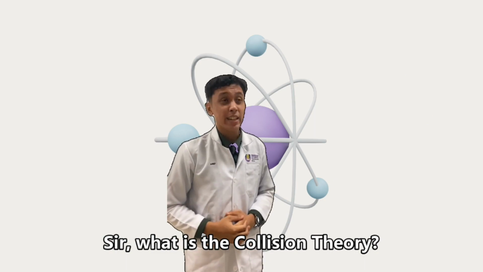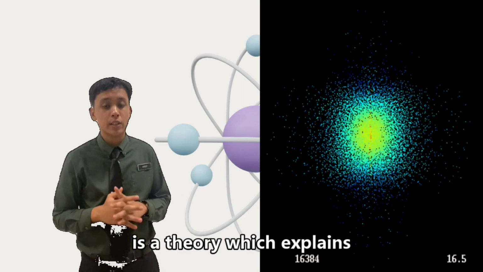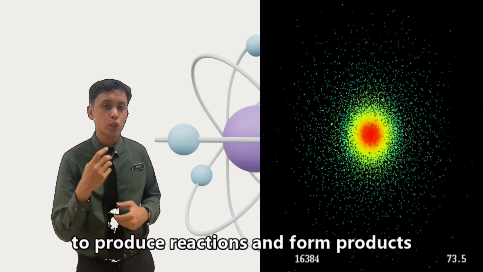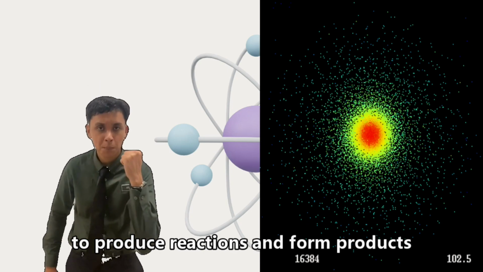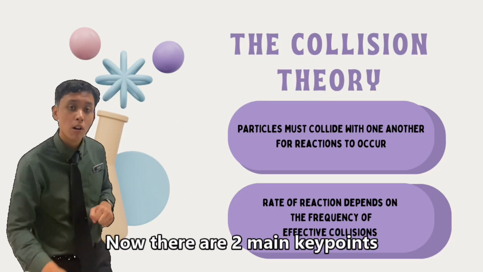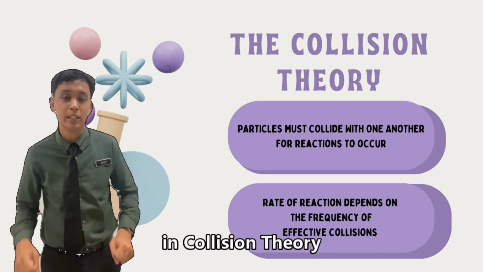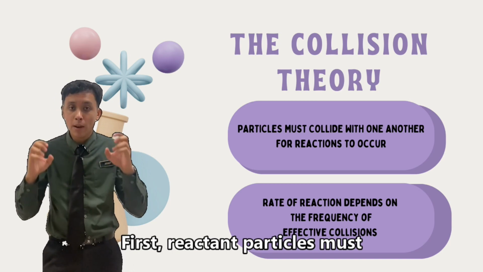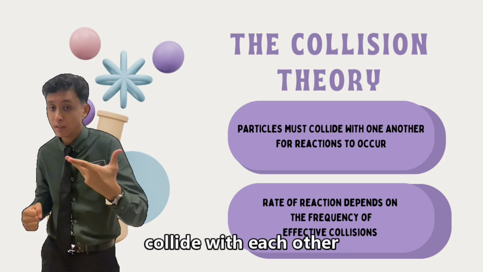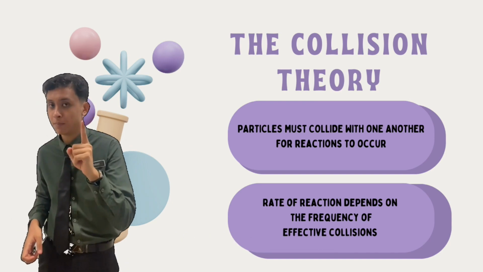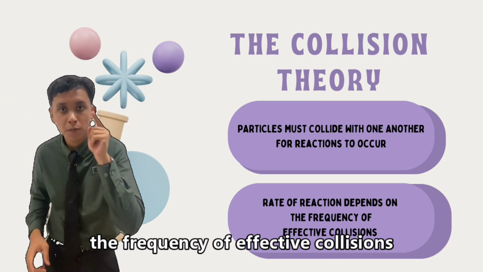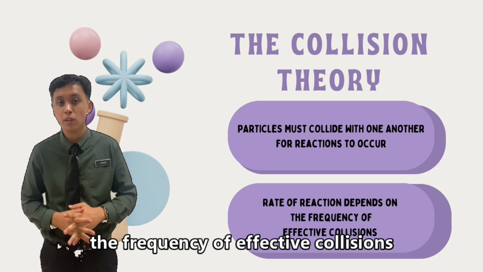So, what is the collision theory? The collision theory is a theory which explains how particles react with each other to produce reaction and form products. Now, there are two main key points in collision theory. First, reactant particles must collide with each other to produce a reaction. Second, the rate of reaction depends on the frequency of effective collision.